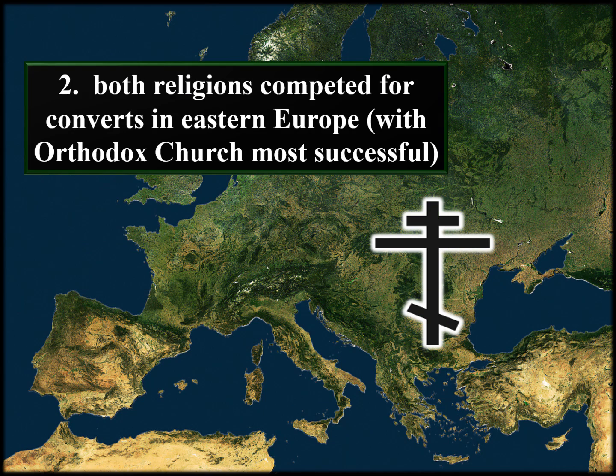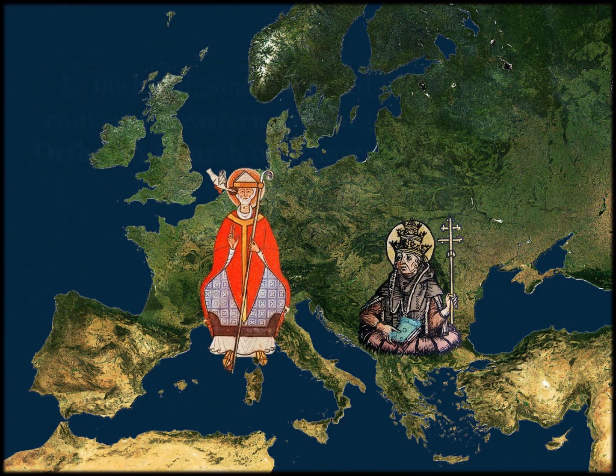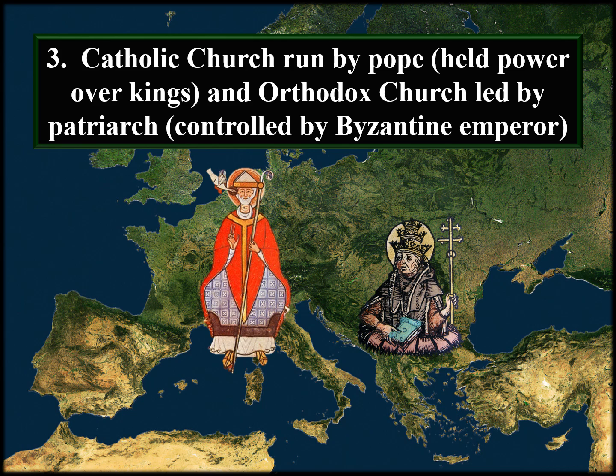Both branches of the Christian church competed for converts in Eastern Europe, with the Orthodox Church being the most successful. The Catholic Church, remember, was run by the Pope. He held power over kings. We'll discuss this more in later slides. And the Orthodox Church was led by what was called a patriarch. But the patriarch was controlled by the Byzantine Emperor.